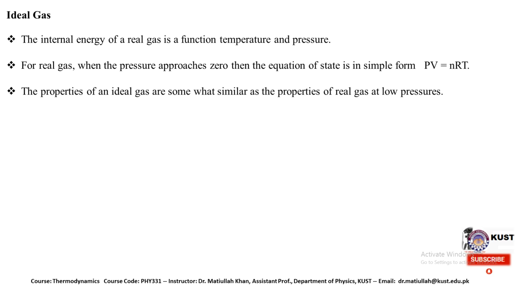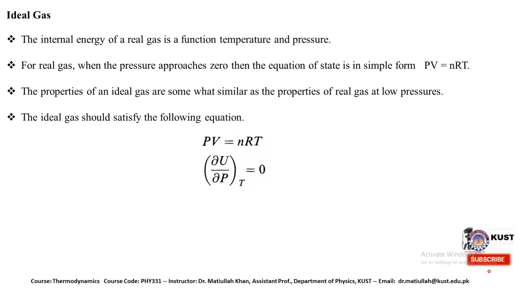If we compare the ideal gas and real gas with each other, the properties of a real gas at low pressures could be compared with the ideal gas. So an ideal gas should satisfy the equation PV = nRT. This is also called the ideal gas equation, and in this case the change in U with respect to P at constant temperature is equal to 0.